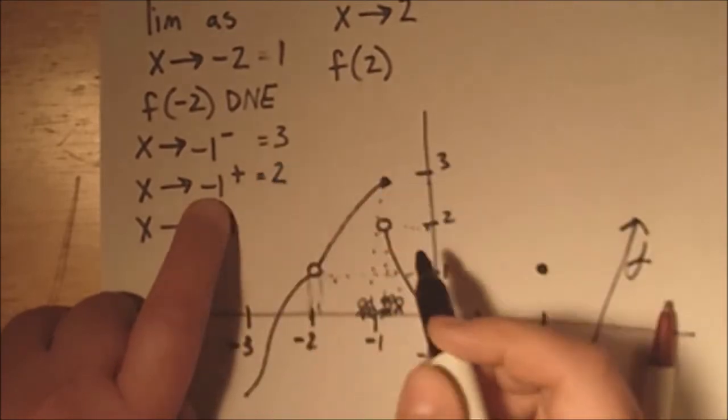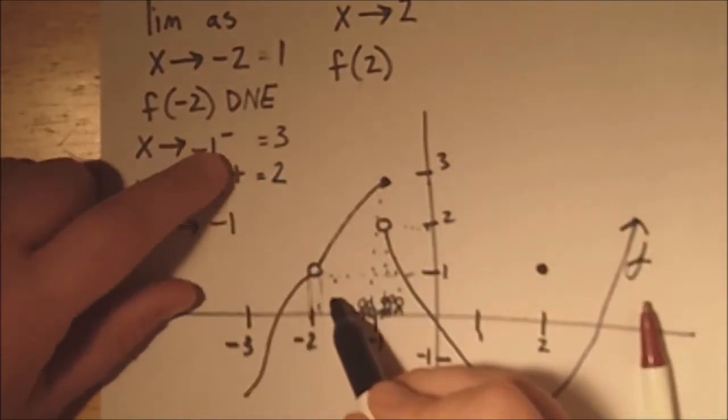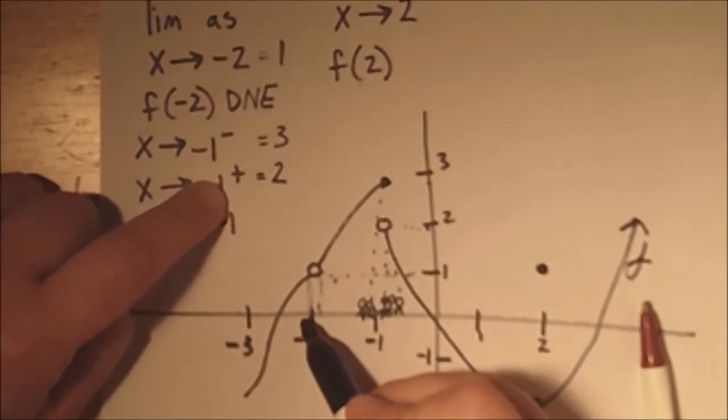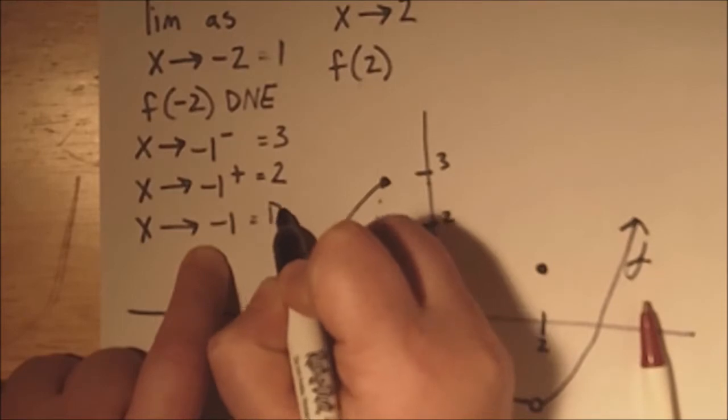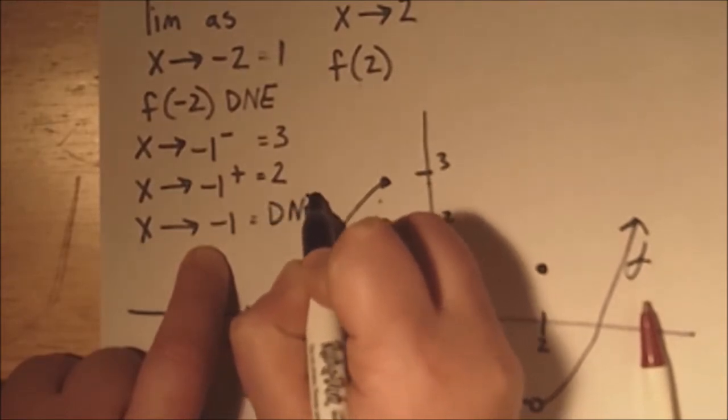Now, if my left-hand limit and my right-hand limit, if these one-sided limits don't match, then I have to conclude my limit as x approaches -1 does not exist.